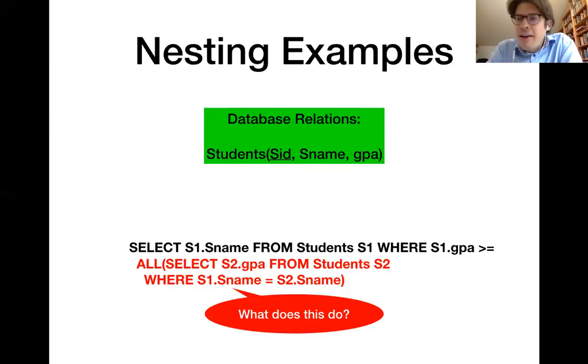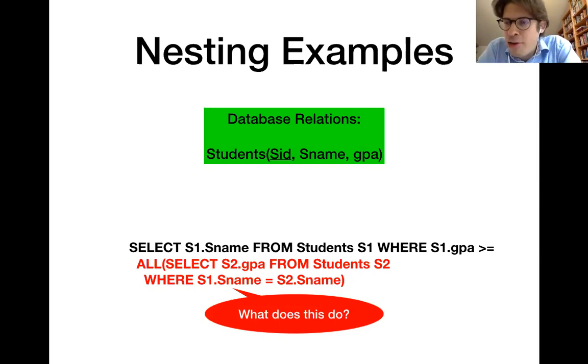All right. So here we are again selecting the student names from the students table, and we assign the alias S1 to it in the outer query. And the condition to be included in the result is that the s1.gpa must be greater or equal to all. And here comes a select over students again. This time we assign a different alias s2. And we require that s1.sname equals s2.sname.